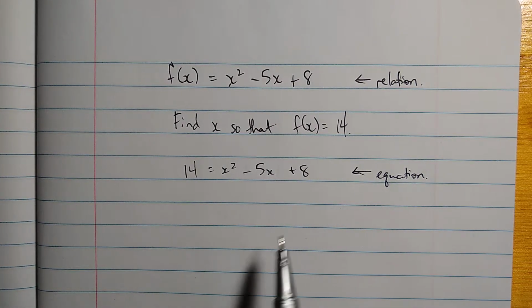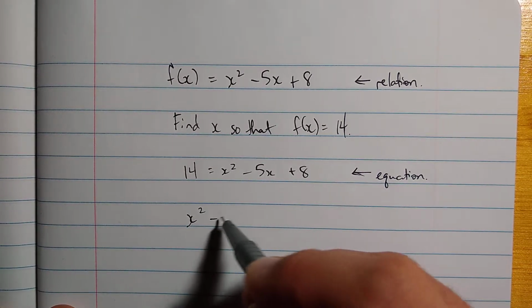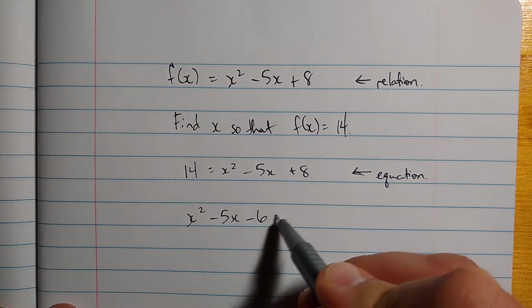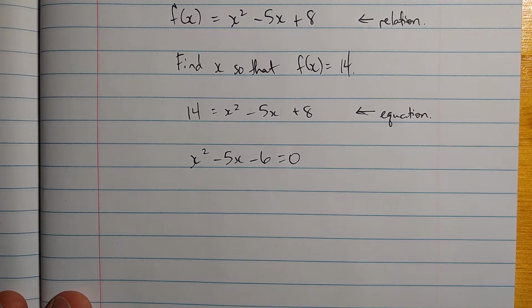So let me just reorganize this thing. I'm going to subtract 14 from both sides, and I think I'll also rewrite things on the left here. People tend to be more comfortable with that. It's going to be that. That'll be the equivalent expression, equivalent equation.